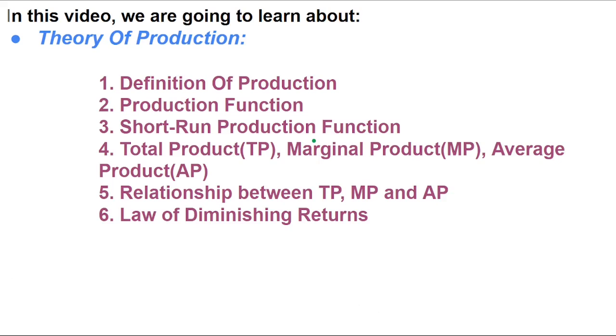So in this video, we are going to learn about six sections from theory of production. The number one is definition of production, and section two is production function, and number three is short-term production function. Number four is total product, marginal product, average product. And the number five is relationship between TP, MP, and AP. And the last section, but not the least, is law of diminishing returns.